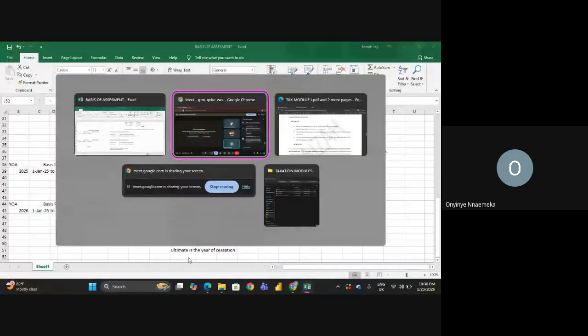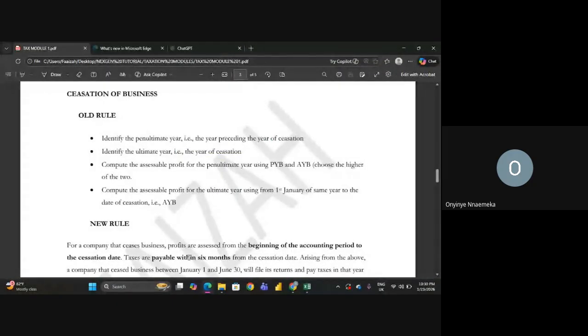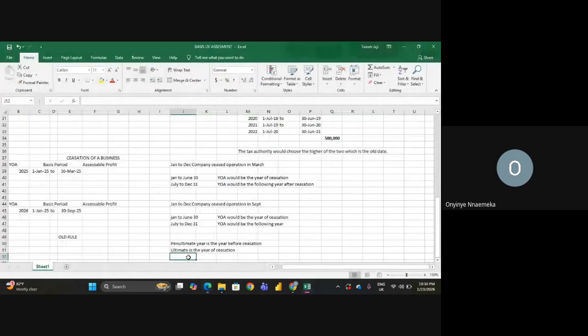So I'm trying to go back here. The ultimate year is the year of cessation, which is the year that you close business, while the penultimate year is the year before that year. If you close business in 2025, the penultimate year is 2024. Now, you're going to write it like this. Remember why I went to Excel. Ultimate year. Let me copy this one and paste it.